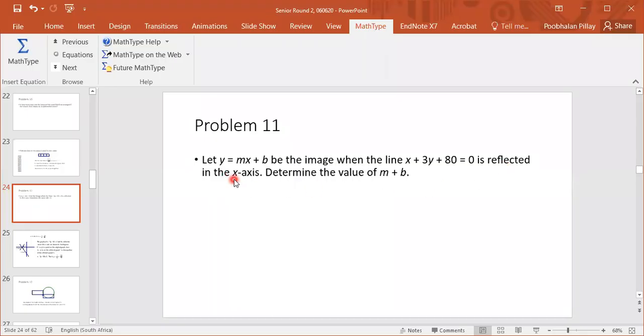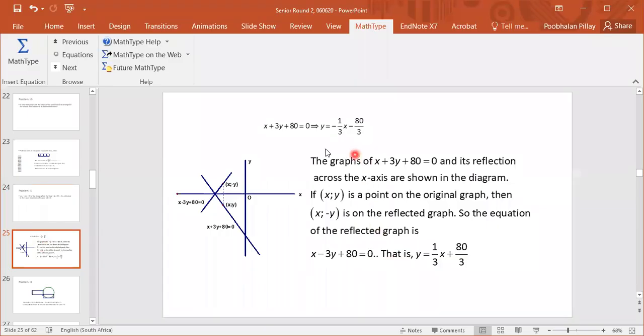The meaning of that is the x-axis now becomes like a mirror, and each point on this line is looking into that mirror, and you want to see where the image is. It will be on the other side of the mirror. That will be your reflected line. So let's look at this picture here, and you will see. This is the original line, x plus 3y equals 80.